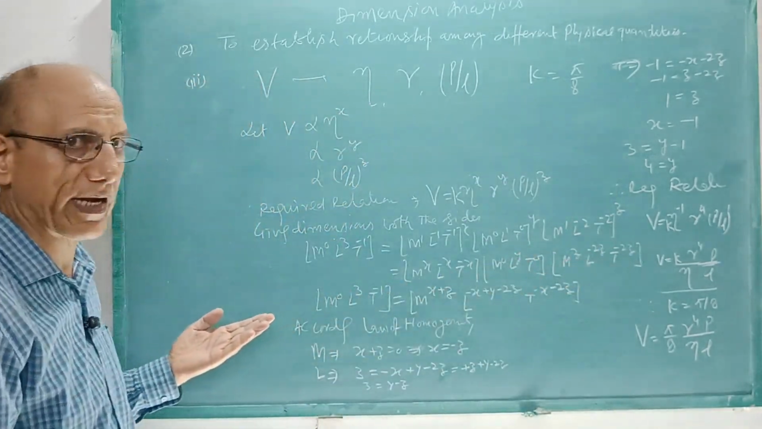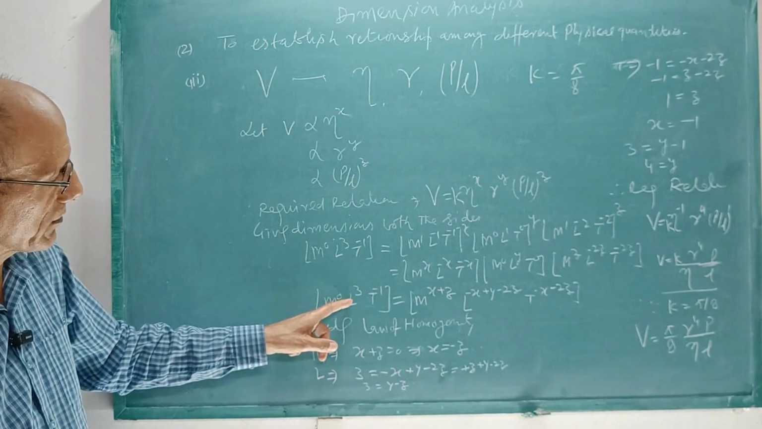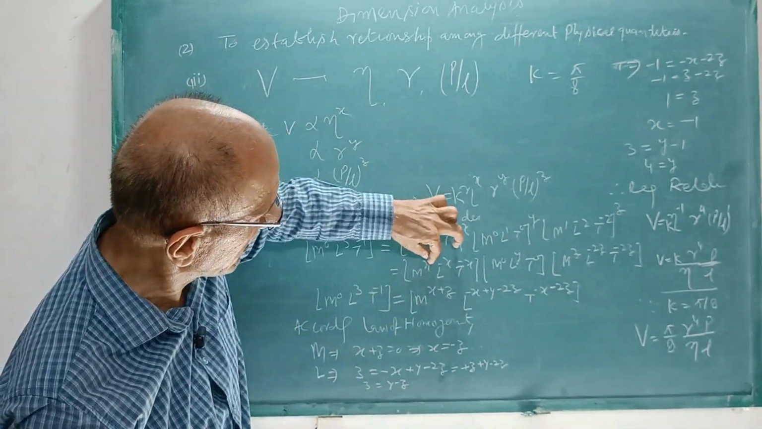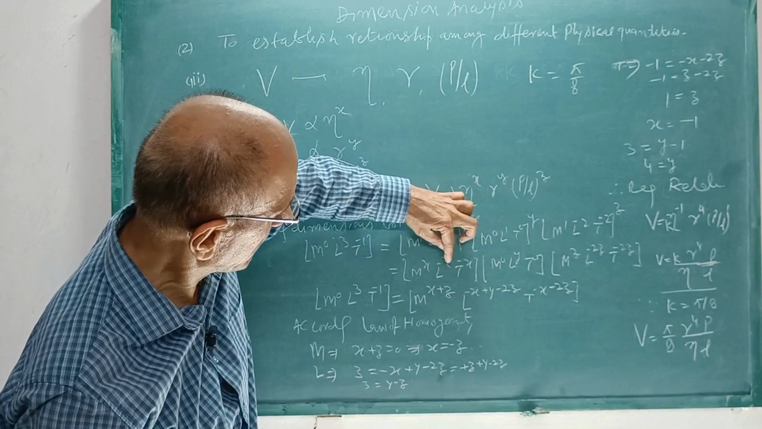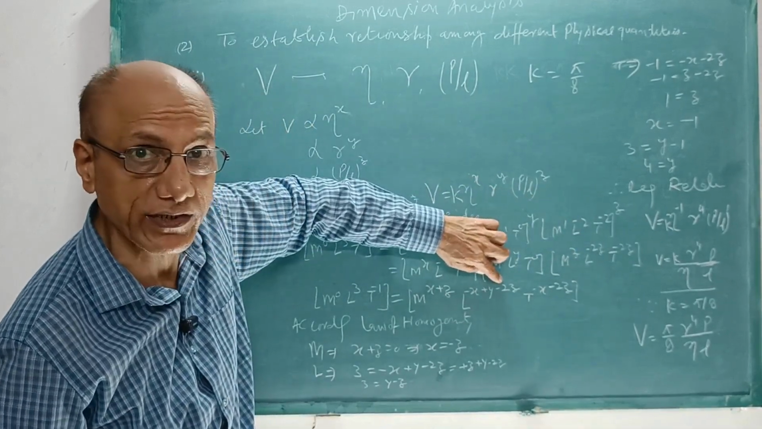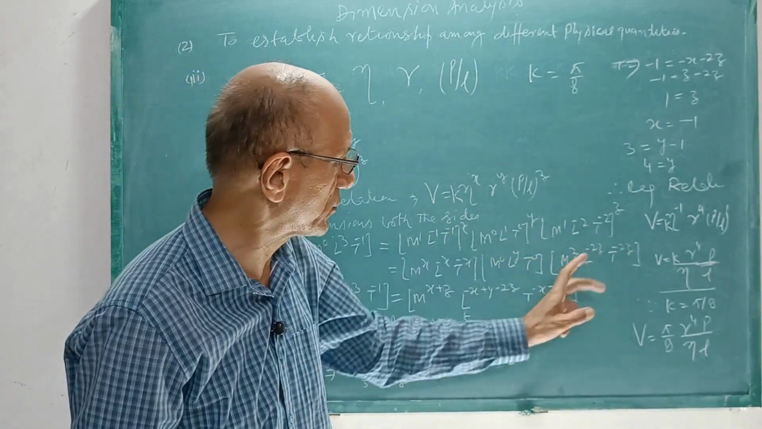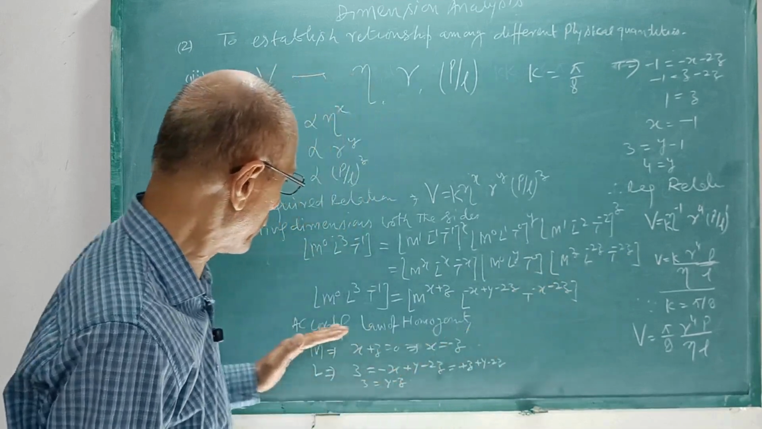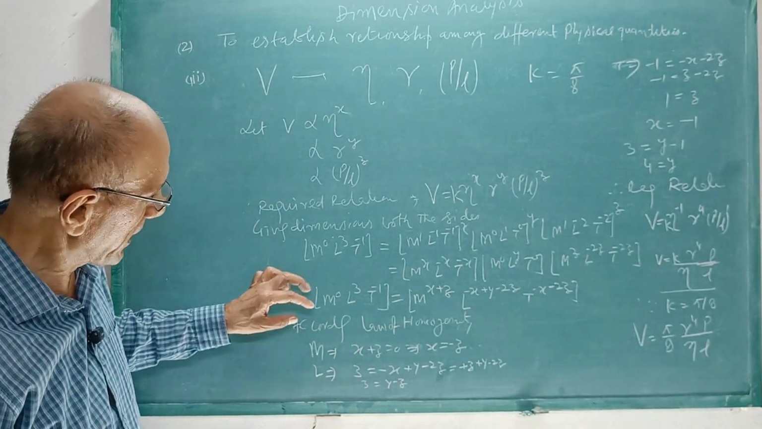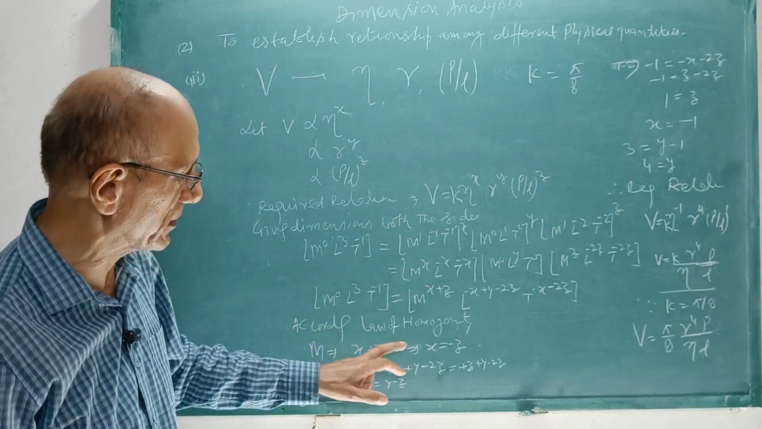Then these powers are to be added. So the left hand side is M raised to power 0, L raised to power 3 and T raised to power minus 1, equal to M raised to power x plus z, then L is minus x plus y minus 2z, and T raised to power is minus x plus 0 minus 2z, that is minus x minus 2z. So according to the principle of homogeneity, comparing M, you are getting 0, so x plus z equals 0, so x equals minus z.